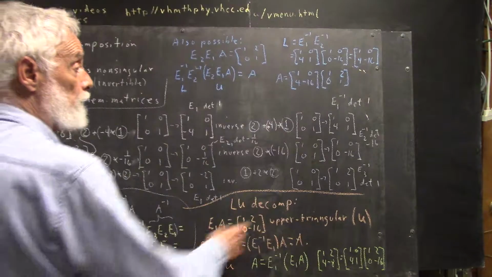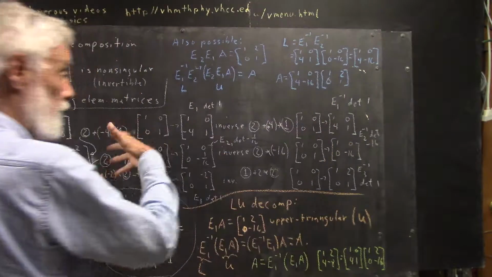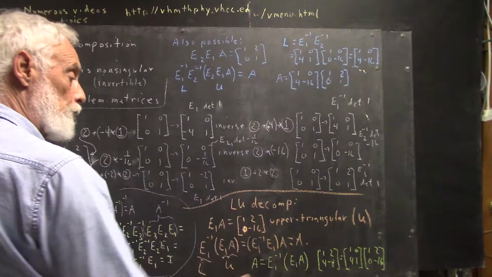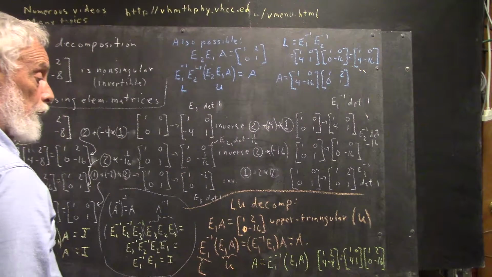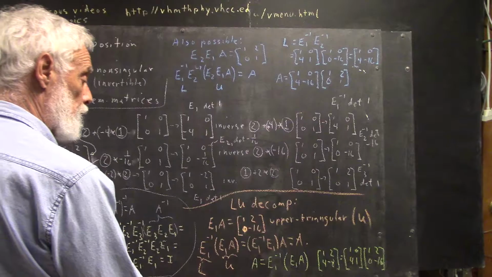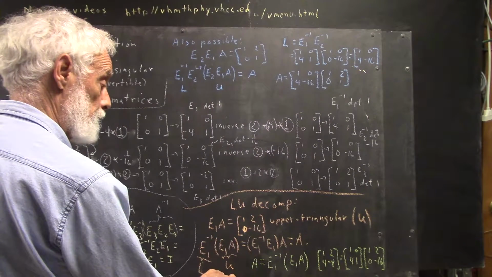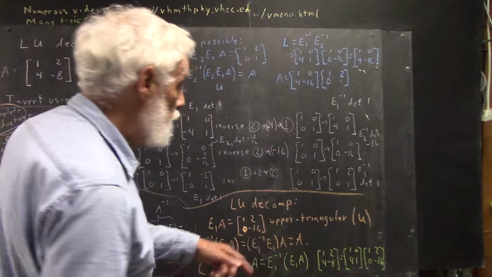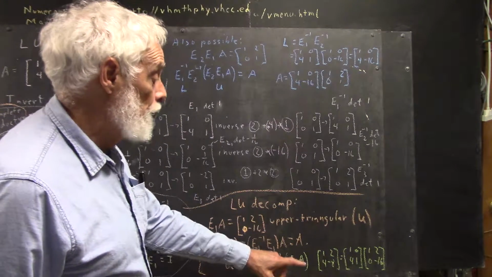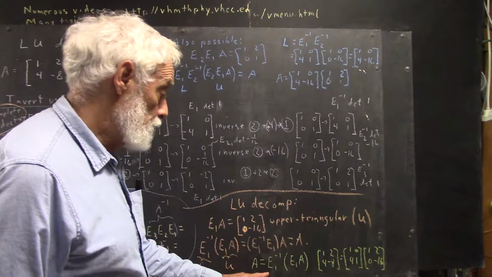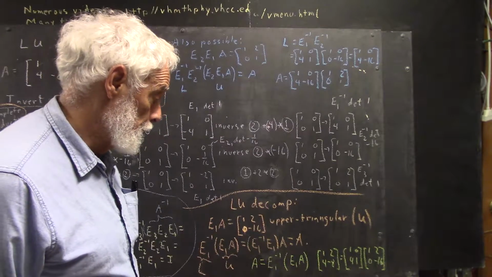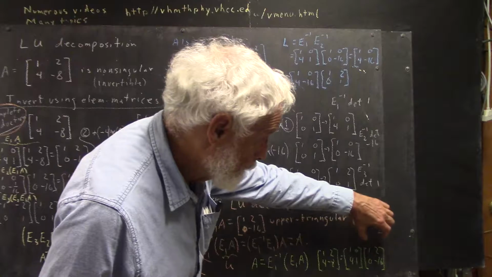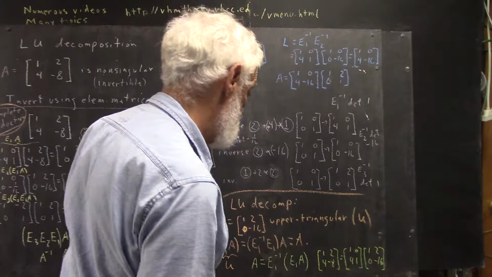Now E1 inverse, we notice, is lower triangular. Not all of these matrices are, but E1 inverse is lower triangular. So we have a lower triangular multiplied by an upper triangular, and that's equal to A. So now A is a product of E1 inverse with E1A. This is lower triangular, this is upper triangular. Here's the matrix A. It's this lower triangular matrix multiplied by this upper triangular matrix.